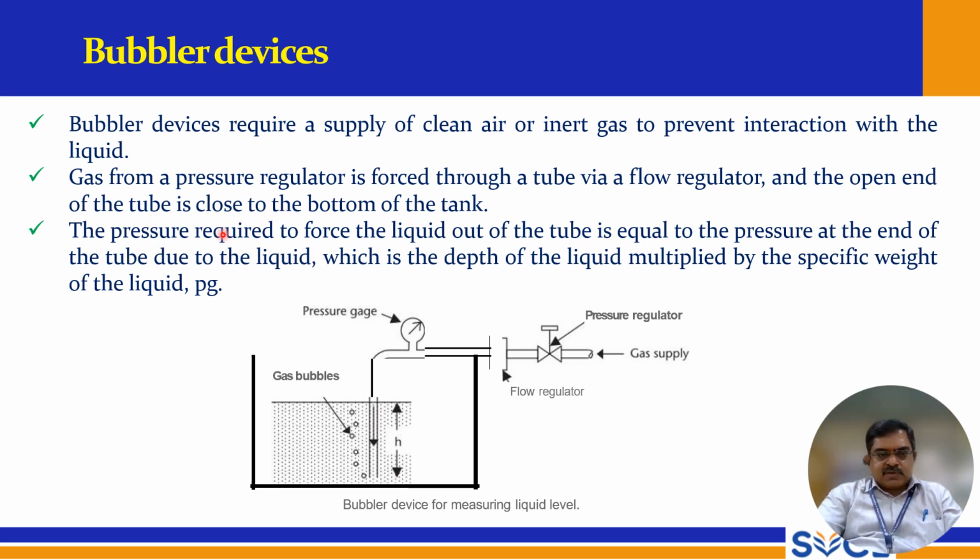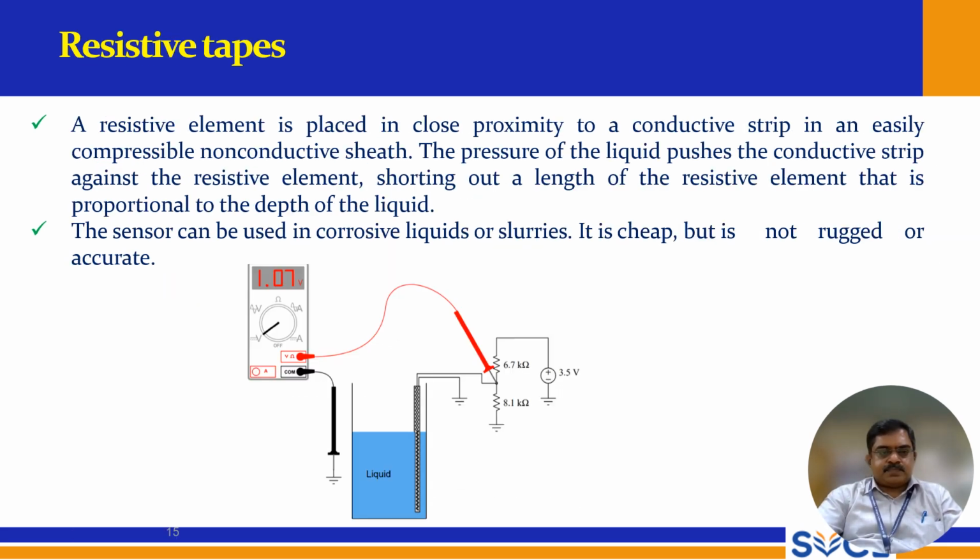The pressure required to force the liquid out of the tube is equal to the pressure at the end of the tube due to the liquid, which is the depth of the liquid multiplied by the specific weight of the liquid, that is rho g. So bubbler devices are used in this way to measure the level.